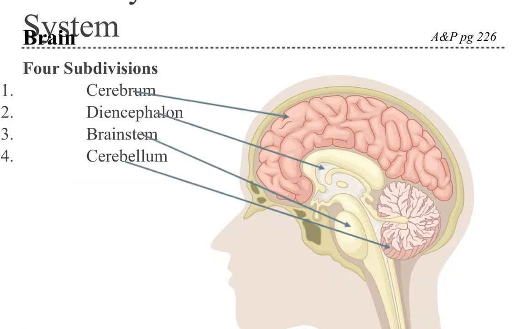Okay, let's dive deeper into the brain. So again, we kind of talked about this a little bit. We have the cerebrum here, and then we have the diencephalon here. The brain stem starts here and continues down until it meets with and becomes the spinal cord, and then the cerebellum in the back. And we're going to dive into each of these areas further.